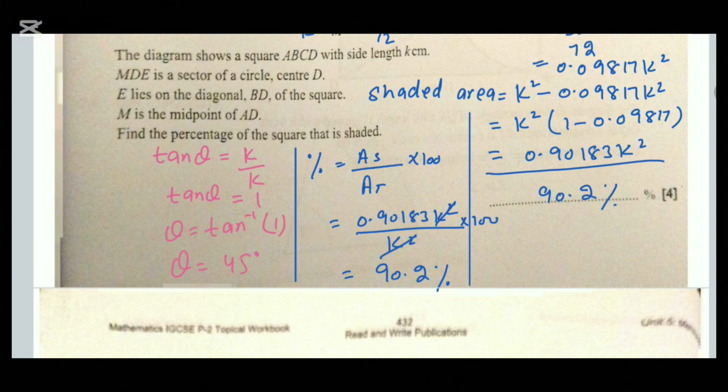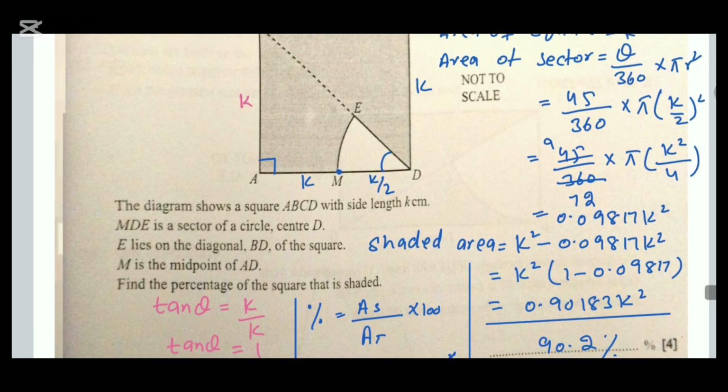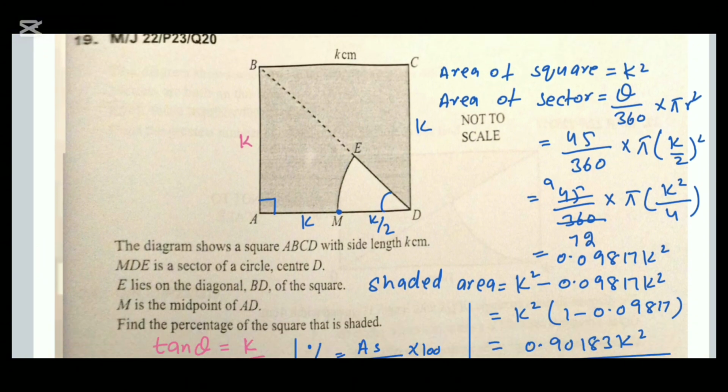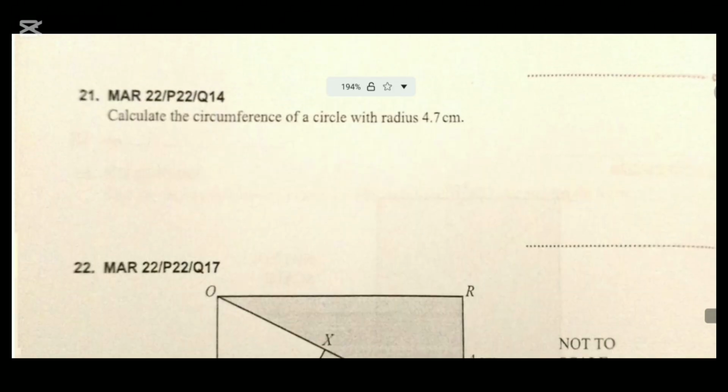90.2%. So that's it. This is the way you will solve this question. This question is a little bit tricky, but it's not difficult. You just have to understand the question, what we actually have to do. From the area of square you have to subtract the area of sector and you will get the shaded area. Okay, next question, total surface area of cuboid. This is also very easy. You can solve this by yourself.